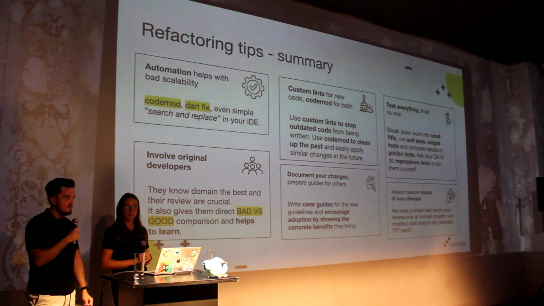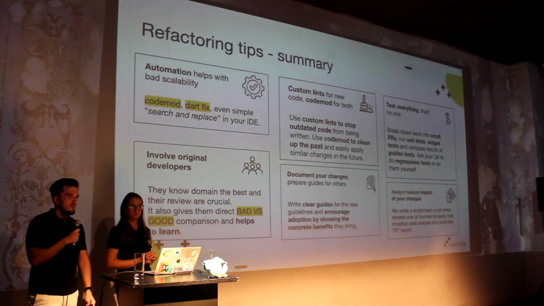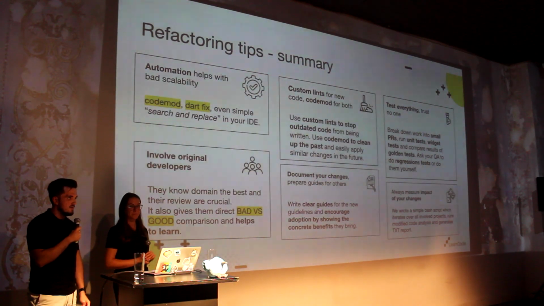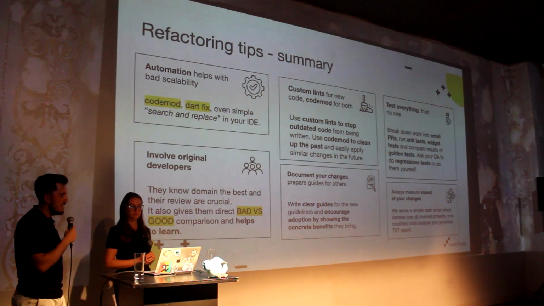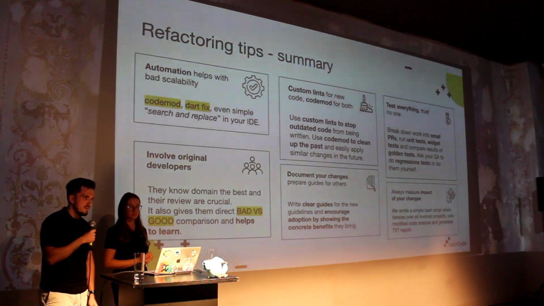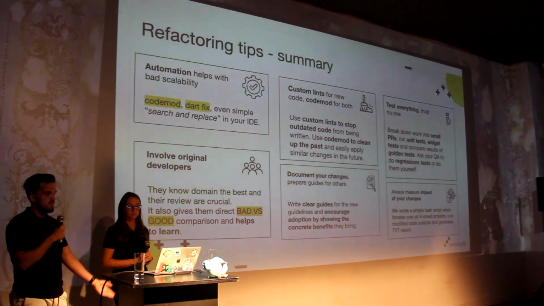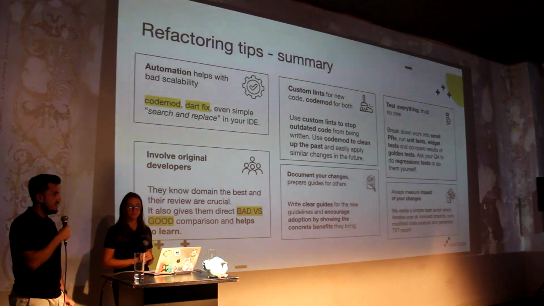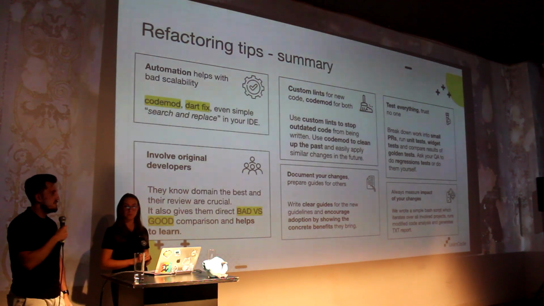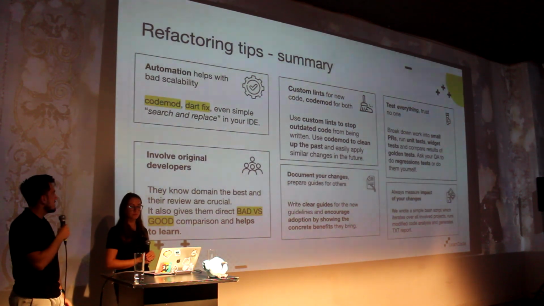Also, you have to test everything and trust no one. You have to run unit, widget, and golden tests, and ask your quality assurance to do regression tests. And if your quality assurance is busy or you don't have quality assurance, then you have to do it yourself, because at the end of the day, you are responsible for the code you write.